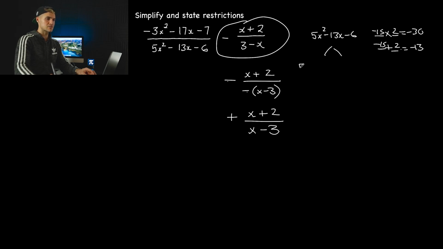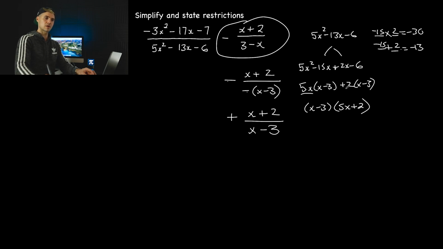So we would decompose that. So we'd have 5x squared minus 15x plus 2x minus 6. You may have a different way of factoring this. Whichever way you do it, just make sure you're getting the same solution here. So then we could take out an x minus 3, and we would have a 5x plus 2 left over after we factor by grouping, right? We factor out of here the 5x, factor out of here the 2. So this denominator here is going to factor into x minus 3 and then 5x plus 2.